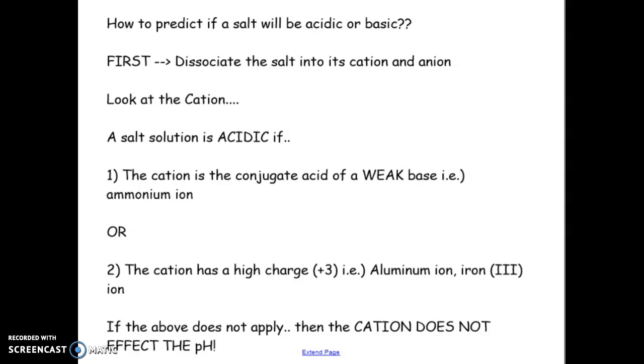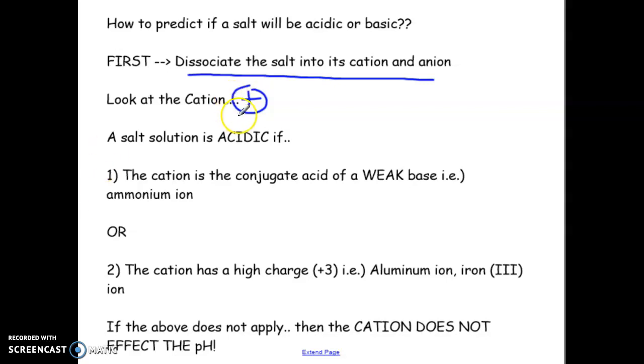Okay, so how can we predict what is happening? First of all, you must dissociate the salt. We already know that, right? You take your ionic compound and separate it into the positive and negative ions. Let's look at the cation. We always look at the positive ion first. To be honest, it doesn't really matter the order, we're just going to talk about the positive one first. You have to look at both.